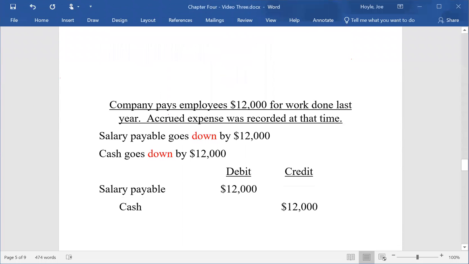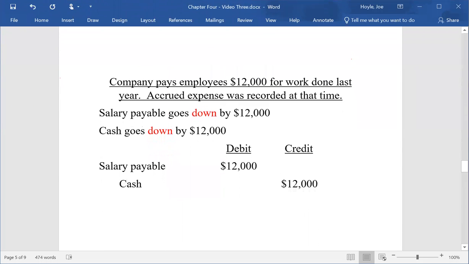Okay, we're still practicing. We're just trying to make sure you see how to do various transactions. These are just standard transactions. The company pays the employees $12,000 for work done last year. So you know that means there had to have been an expense. However, this accrued expense was recorded at that time. So the expense has already been recorded.